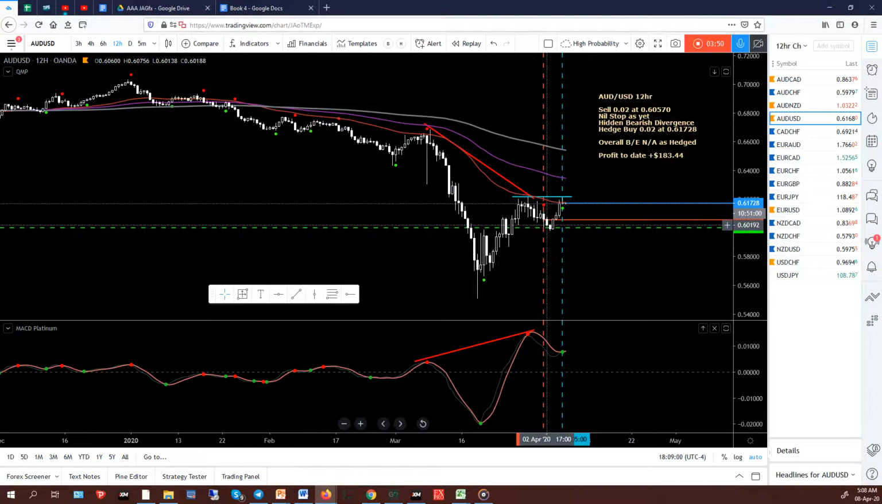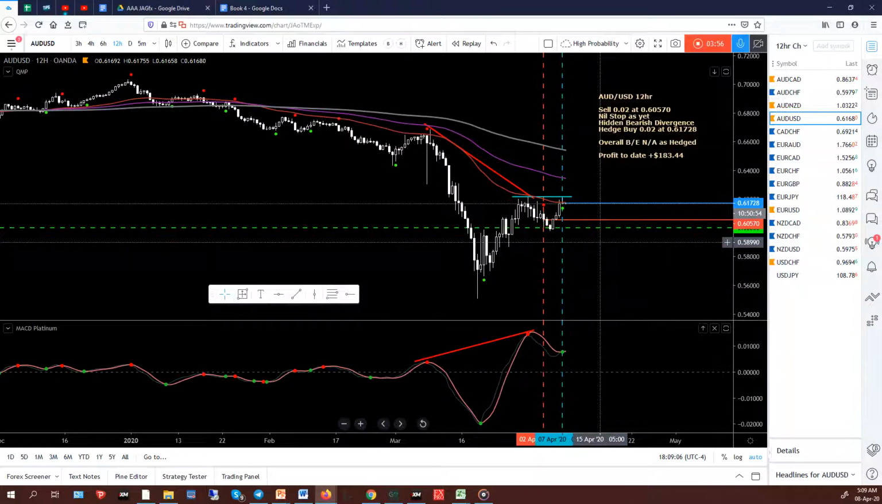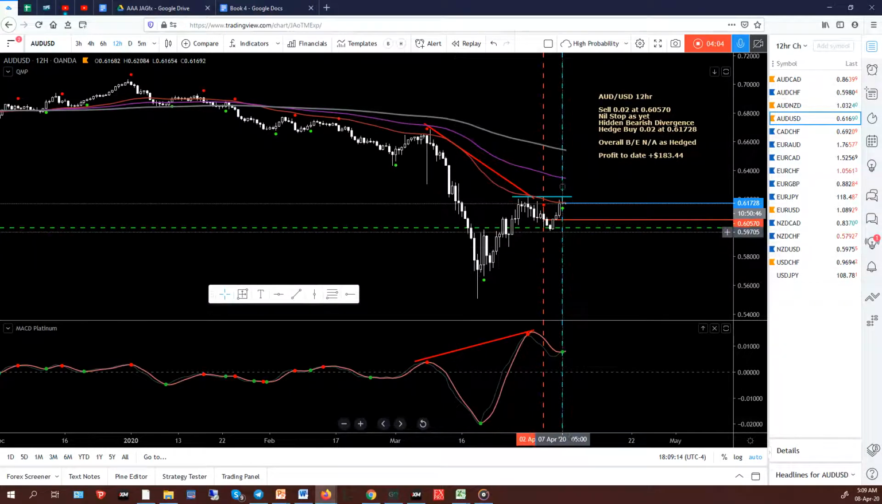Took initial sell in here, but this is Aussie USD. Took initial sell, went down, didn't go far at all. This green line is the 60 level. It's a big number in Aussie land, 0.6000 against the US dollar. It's sort of bounced off that and gone up.